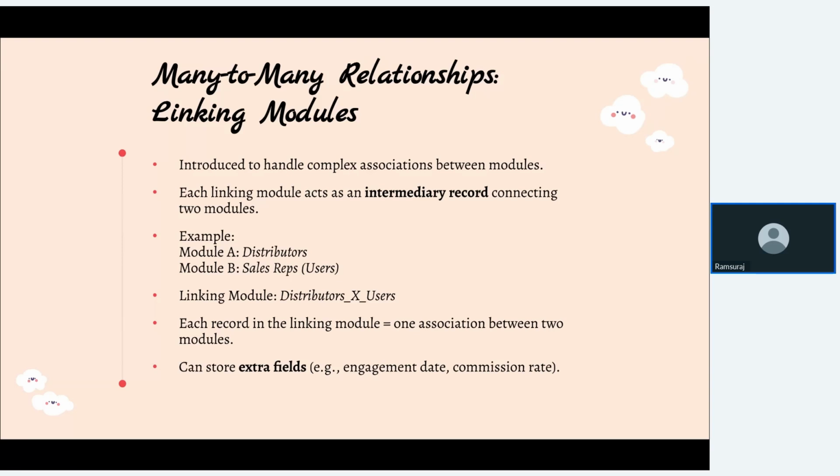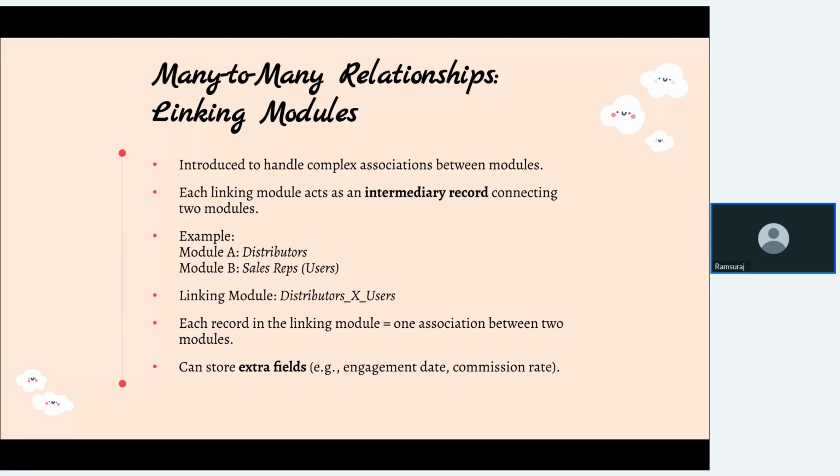So if you want to link two modules, for example, we might have a module called projects and another called vendors. When you create a linking module, you name it something like projects x vendors. In this module, you need to add two lookup fields, one referencing the projects module and another referencing the vendors module. These lookup fields are mandatory for the linking module to properly link the records.